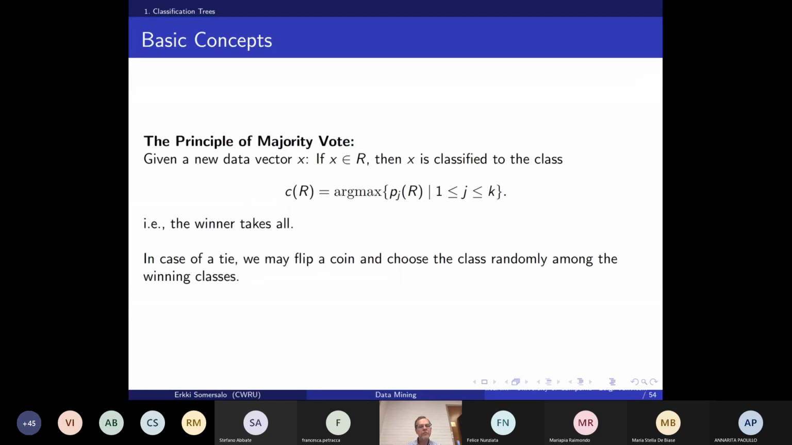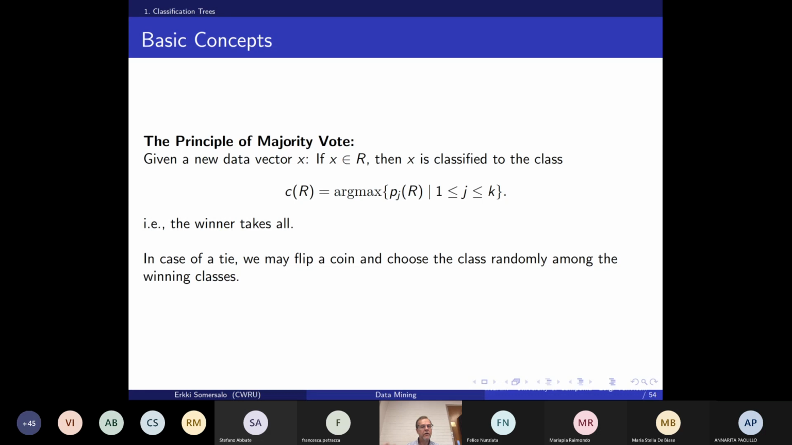Okay, so here is the principle of majority vote, which I already indicated. If you are given a new data vector x, and after a process you find that it is in a rectangle R, then if you want to classify this x using majority vote, you choose the class according to the dominant class here. So in the previous case, red would be the class attribute that I give to x. So we have this winner-takes-all approach.